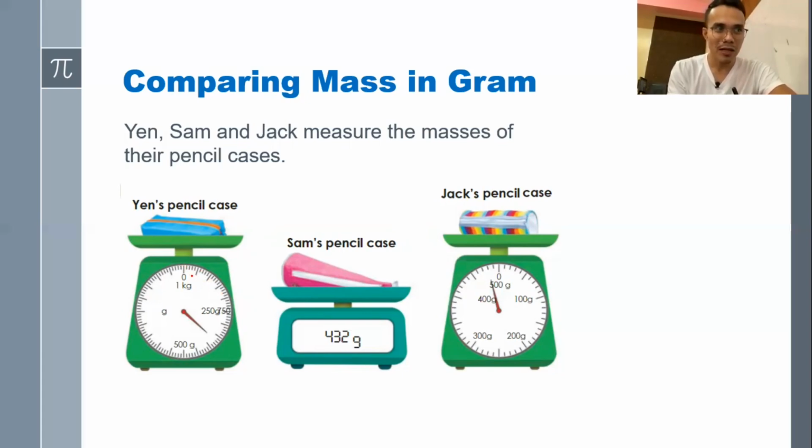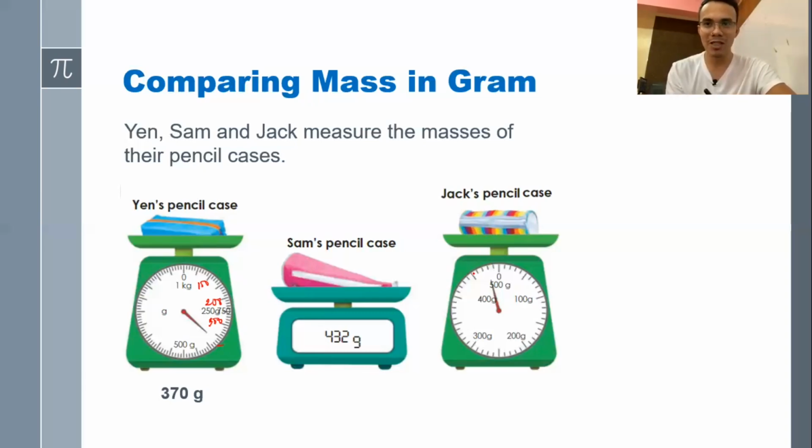0, 100, 200 grams, 300 grams. Every 2 big marks count 100 grams. The needle is near 300 grams, right? So let's count in tens starting from 300 grams. This is 300, 10, 20, 30, 40, 50, 60, 70. 370 grams is the mass of Yen's pencil case.